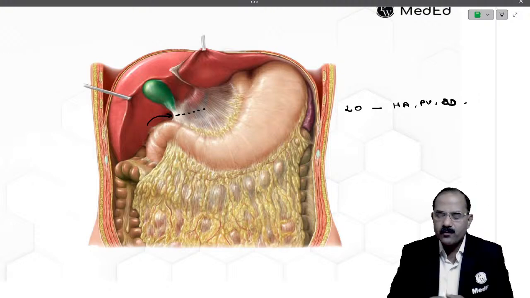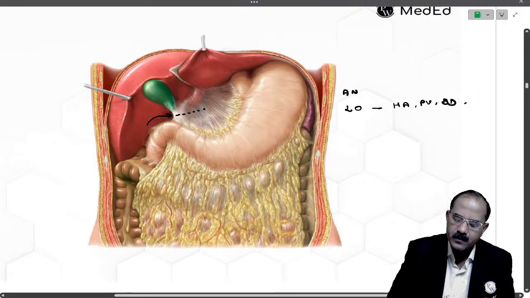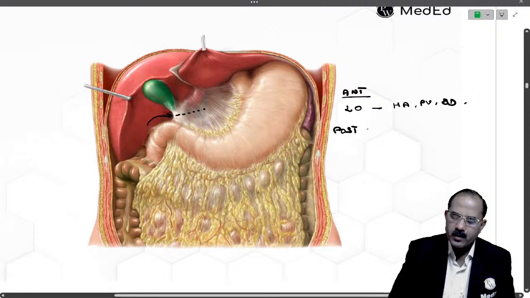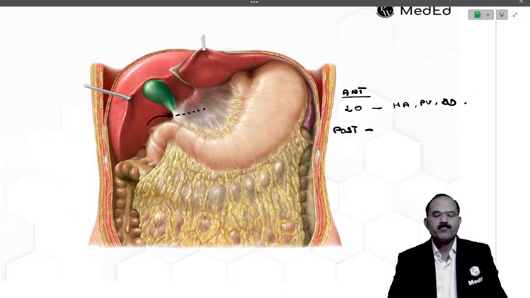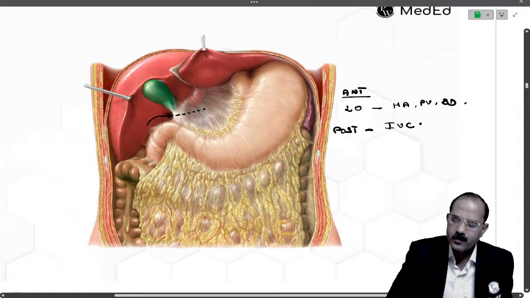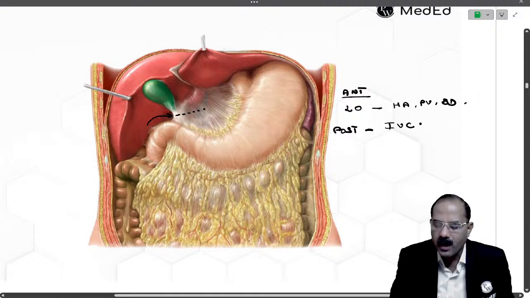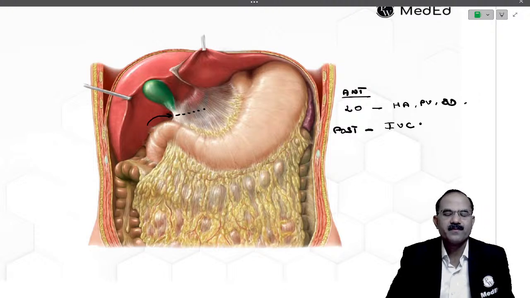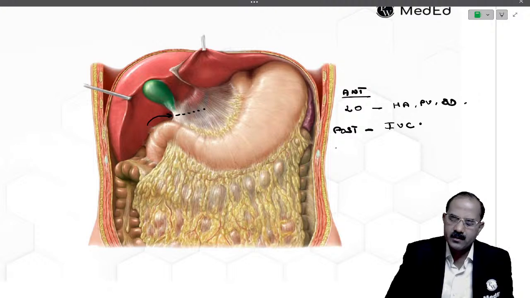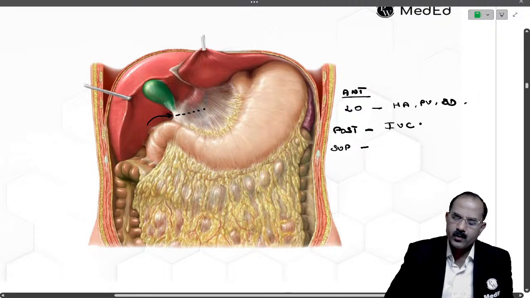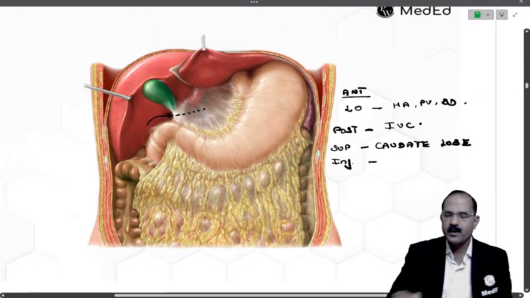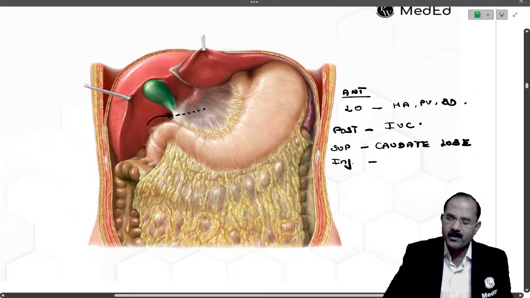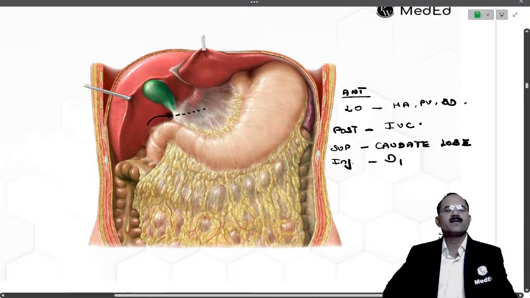Anterior relation. What forms the posterior relation of the epiploic foramen? Anyone? The IVC. Okay, very good. The posterior relation of the epiploic foramen is formed by the IVC. Superior is, what is that lobe of liver known as? The caudate lobe. And inferior is the first part of the duodenum. Excellent. Very good to all of you.